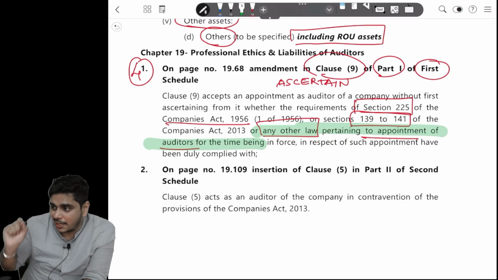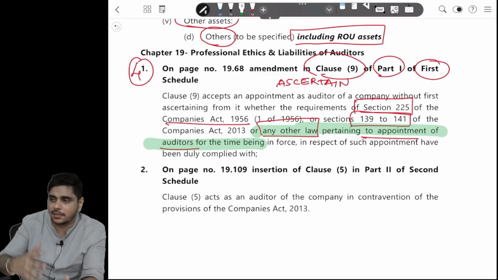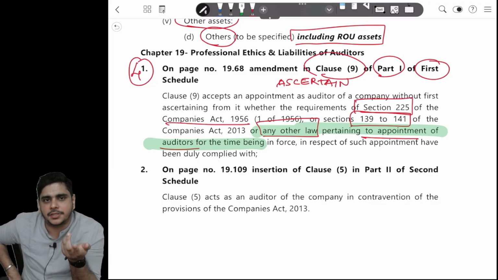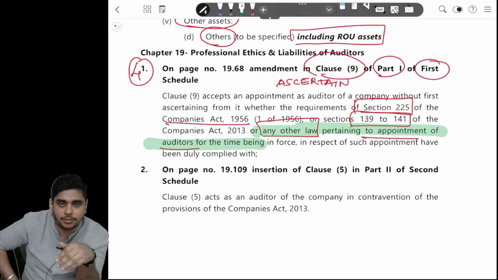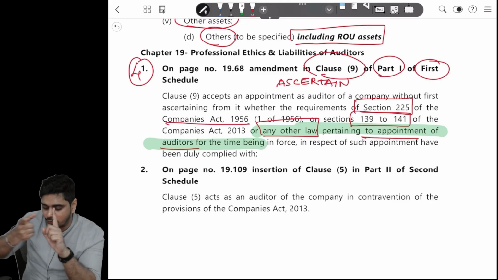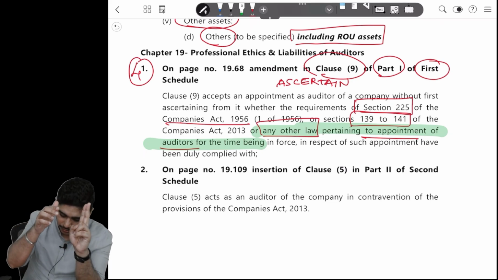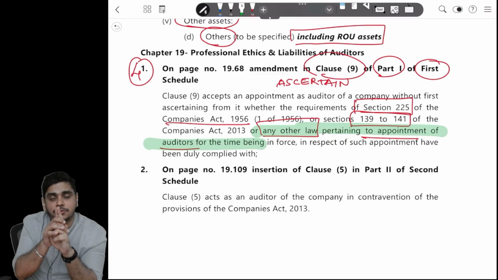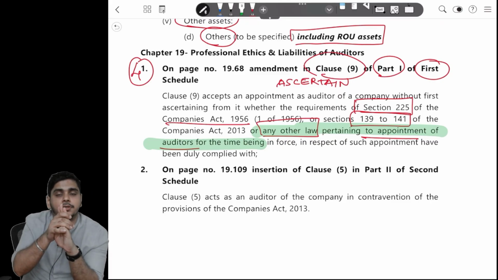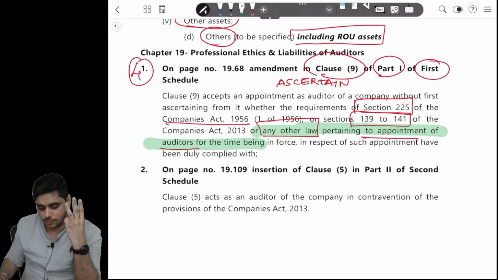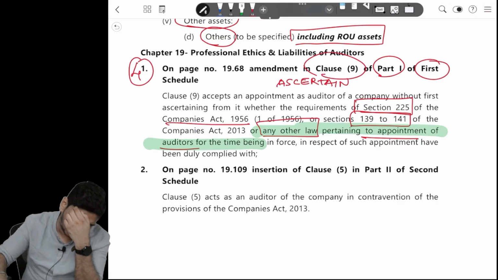So on this line, any other law pertaining to appointment, could be banking, could be insurance, like in insurance, when joint audit is mandatory. Where is it written? In the Insurance Act. So the auditor has to comply with that provision. You have to comply with section 225 of the Companies Act 1956, plus sections 139, 140, 141 of the Companies Act 2013, plus any other law pertaining to the appointment of the auditors. Okay, three things you have to comply with. So what's the implication?